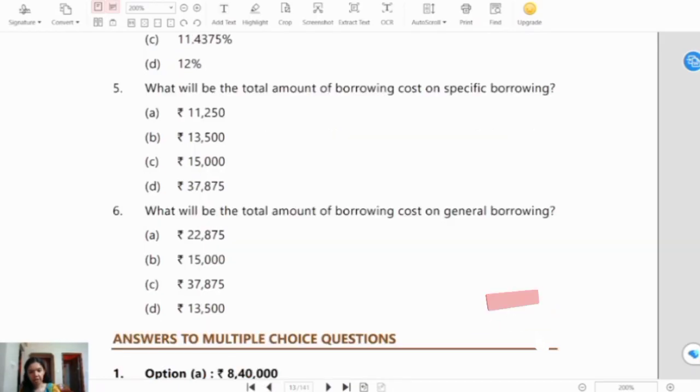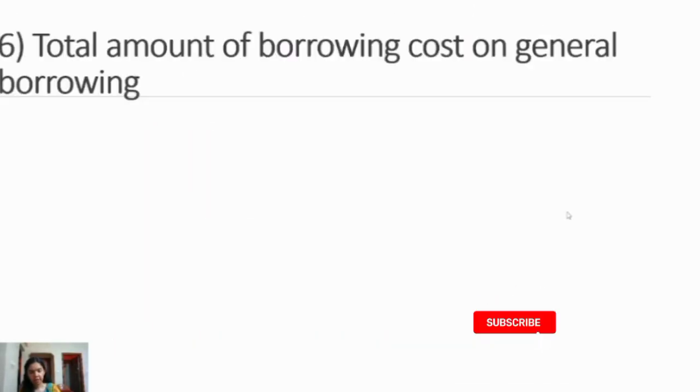So this question is again based on the issue number 3 in the question. So let's see the total amount of borrowing cost on general borrowing. Here also Ind AS 23 is applicable. Ind AS 23 is borrowing cost. As we mentioned above, A Limited is capitalizing interest cost incurred on borrowing used for construction of a qualifying asset, that is the building. Hence Ind AS 23 will be applicable.